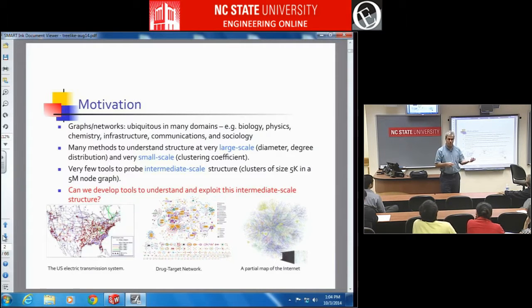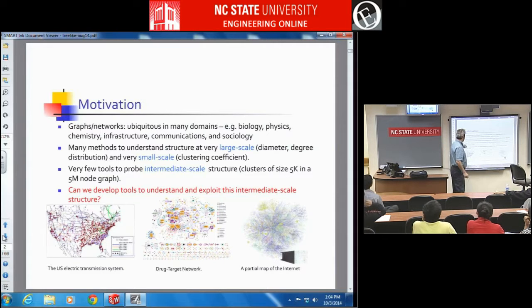So the local properties and the global properties are going to be very, very different. And what we'll see is that by understanding certain coarse and fine-scale properties, the graphs will be tree-like at large size scales in certain ways. So the motivation here is that graphs appear in all sorts of places. There are lots of methods for understanding very large-scale structure, like diameters and degree distributions. There are tools for understanding small-scale structures, like clustering coefficients, which is probably whether the triangles close.